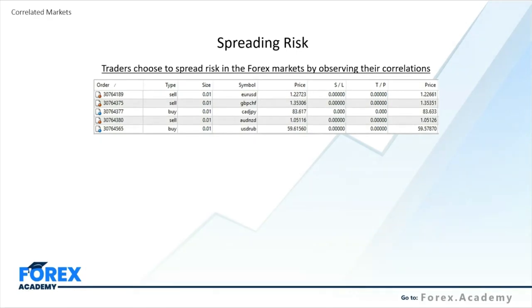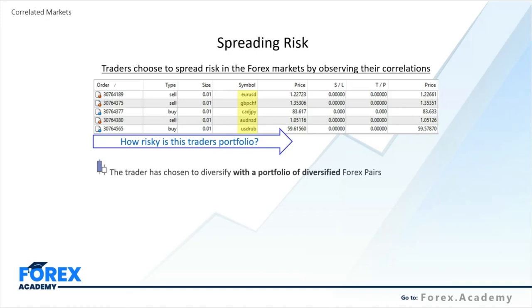Let's assess here yet another portfolio of Forex pairs. Here we have a different selection of currency pairs to trade. Again, the question is, how risky is this trader's portfolio? What we can see is we have a euro US dollar, the pound Swiss franc, the Canadian loonie or dollar against the Japanese yen, the Australian dollar against the New Zealand dollar, and the US dollar against the ruble. So we do have two US dollar pairs in there, but they're trading two very different currencies cross section as well. The trader has chosen to diversify with a portfolio of diversified Forex pairs.